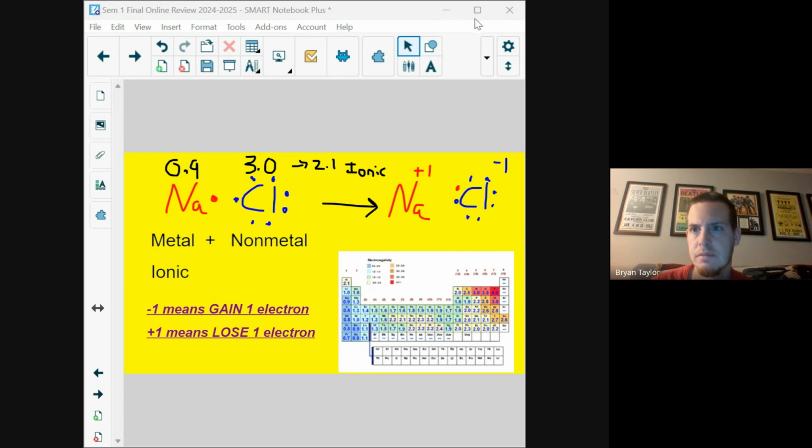I'm loading something really quickly for everybody. Are there any questions with ionic? Because that kind of is it, and also touches on the Lewis structures, which I'm about to show you. That's what I'm loading right now.